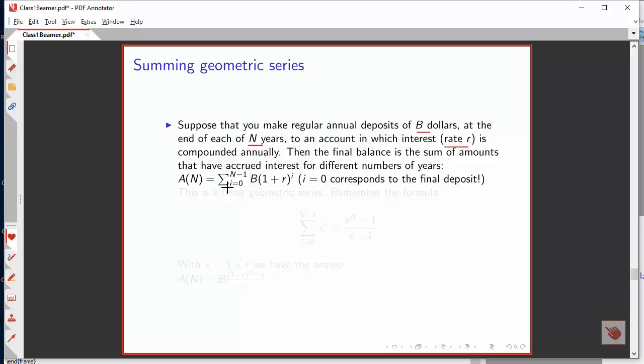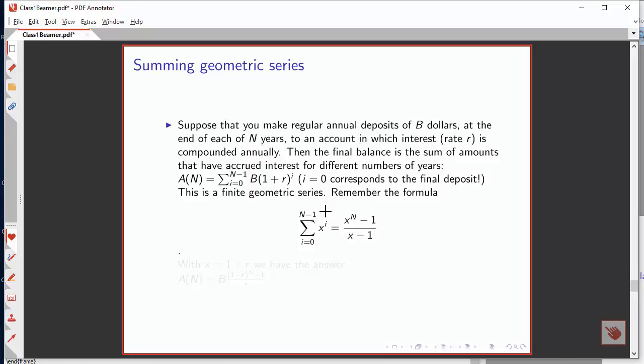The final deposit, i equals 0, will be B, and that won't have accumulated any interest. The deposit made 1 year ago, i equals 1, will have been multiplied by 1 plus r, the amount to which it grows over that year, raised to the first power. The deposit made 2 years ago will have increased to B times 1 plus r squared, and so on. And all we have to do is sum this series. You learned how to do this in high school.